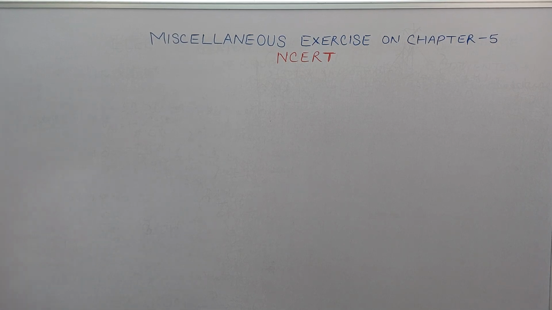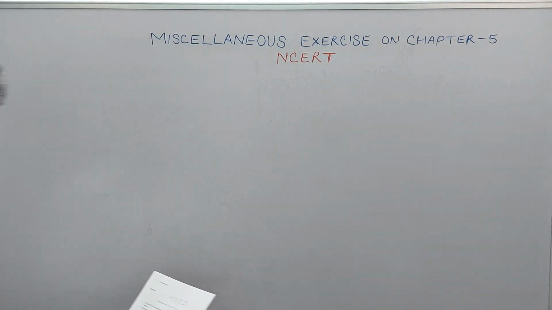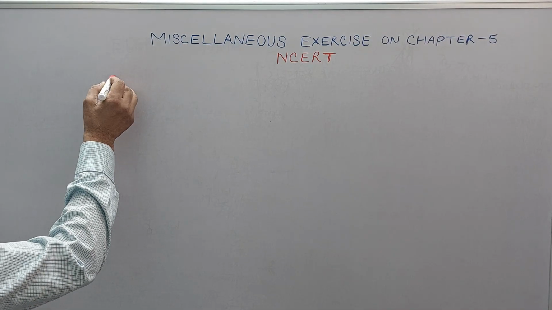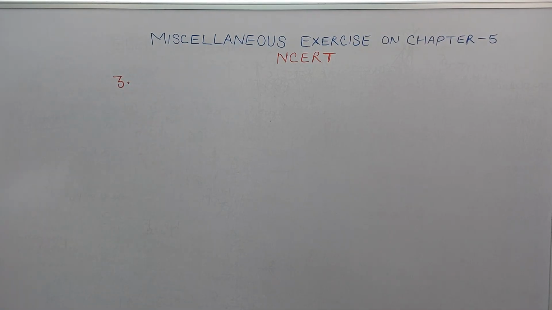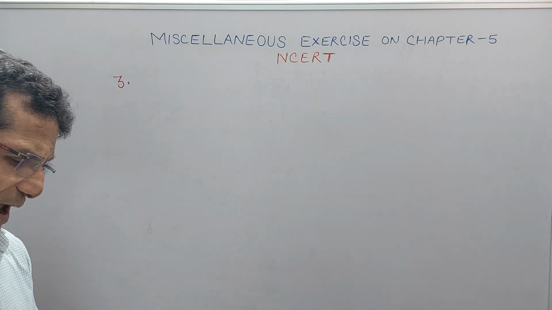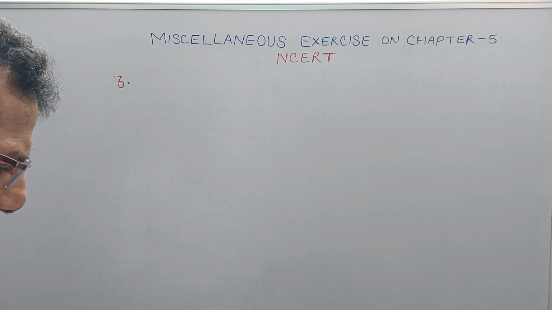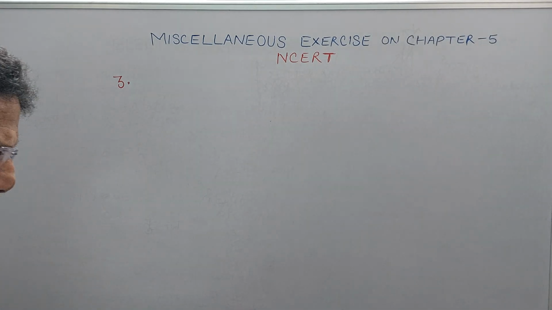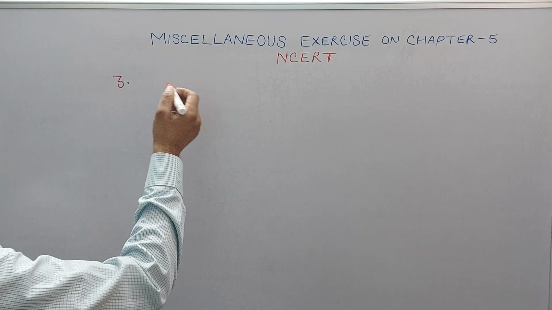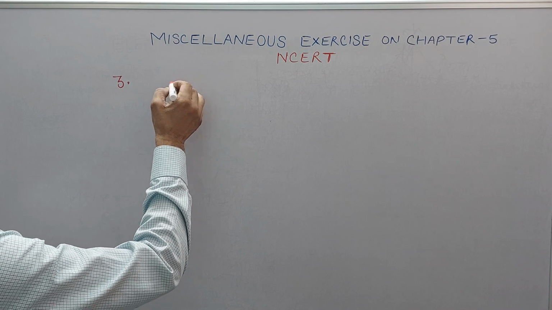Chapter 3, the third question we are doing here. In question number 3, find the value of x, y, z if the matrix A satisfies the conditions. We have been given a matrix in this question. We have to find x, y, z.